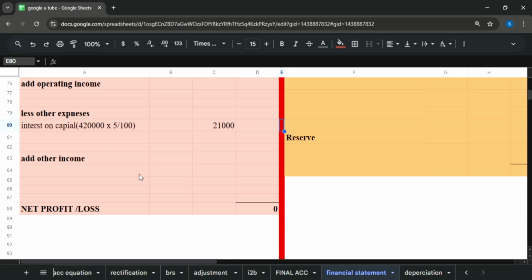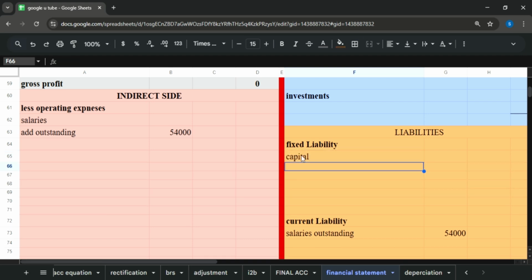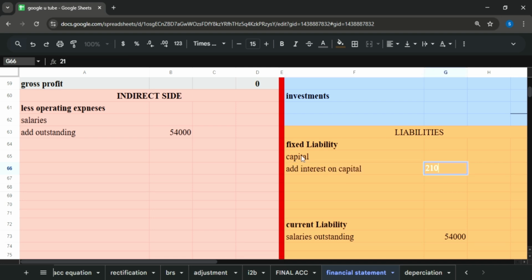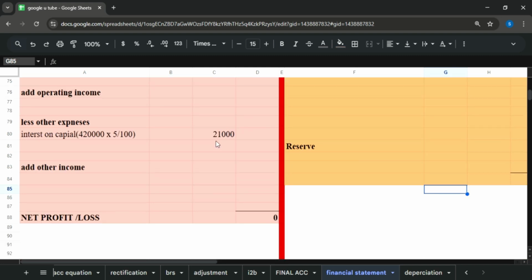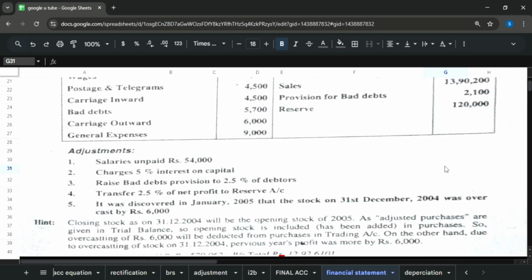For the second effect, you will go to the fixed liability side and here first you will mention your capital, then add interest on capital which we have just calculated, that was 21,000. We have seen that interest on capital was calculated and written on the expense side, and secondly it is added on your liability side. So for the second adjustment, both dual effects are completed. Two adjustments are finished. Now we will see our third adjustment, raise bad debts provision.